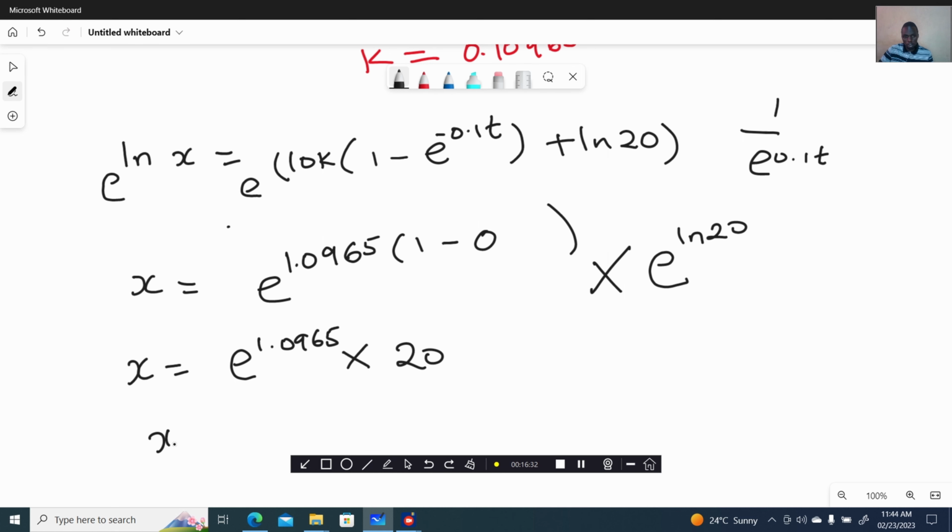So the answer for x: use your calculator to get e to the power of 1.0965, then answer times 20, which is giving us 59.87. So the accurate value is 59.87, or roughly we can say 59.9.